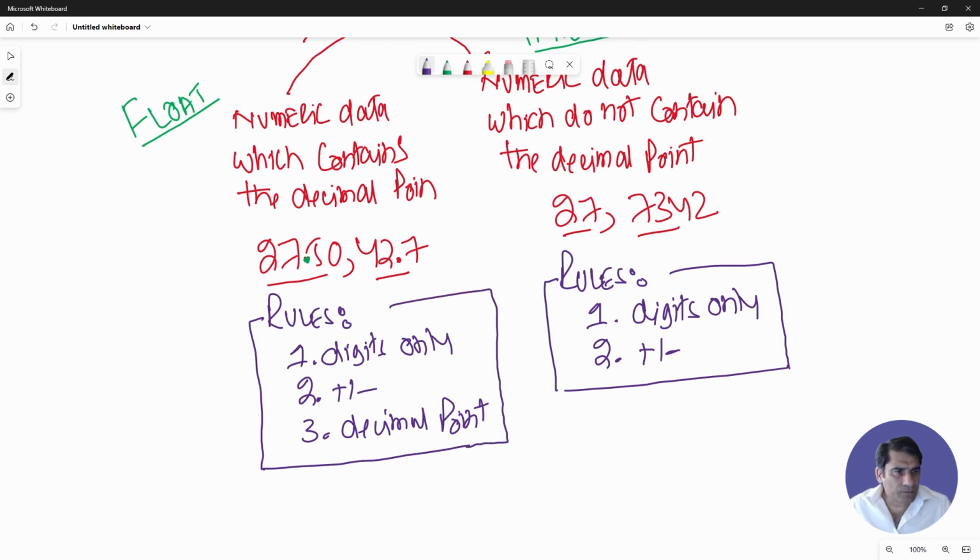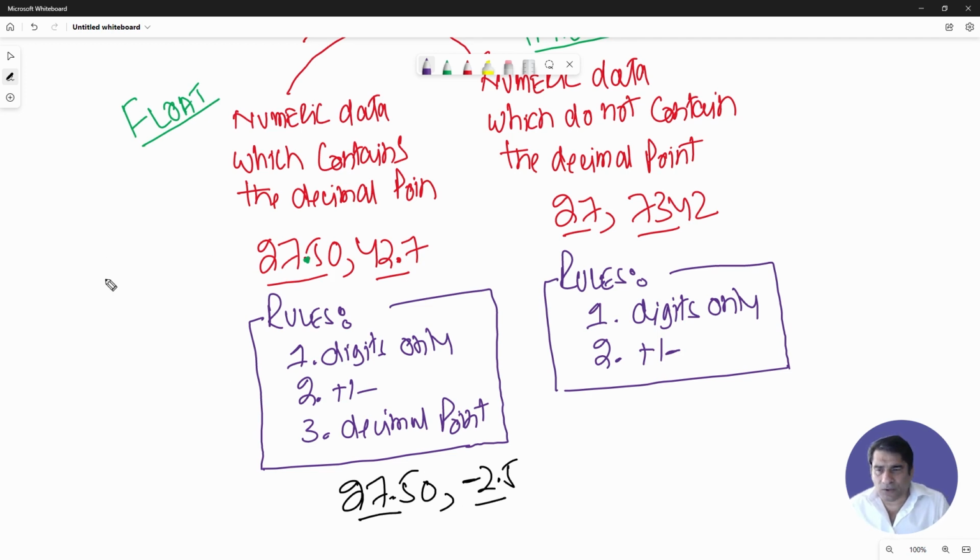Okay, so 27.50, minus 2.5. If you look at these things, these are all float data. So here we are talking about the float data.